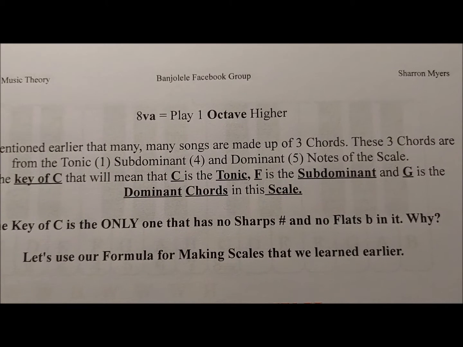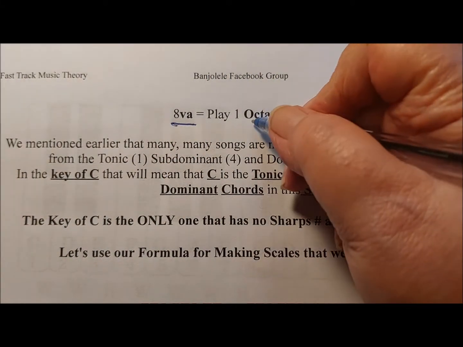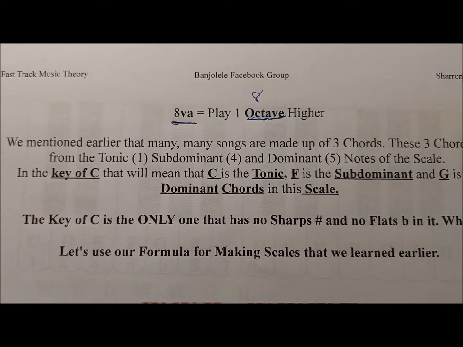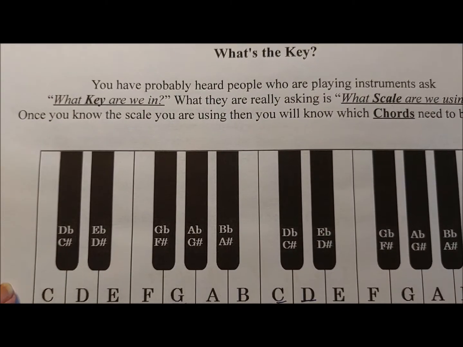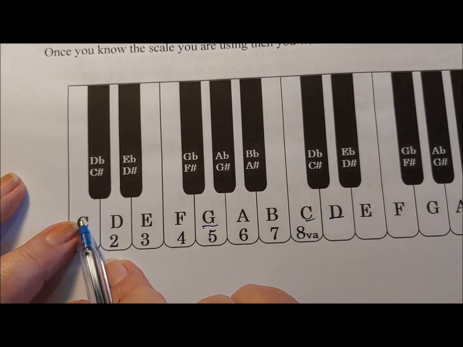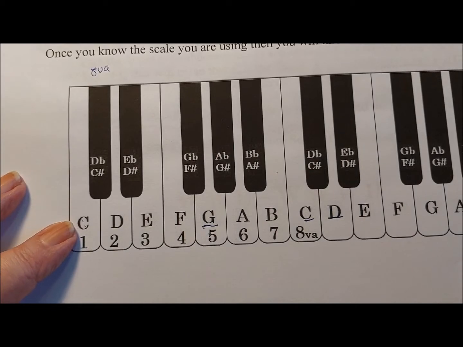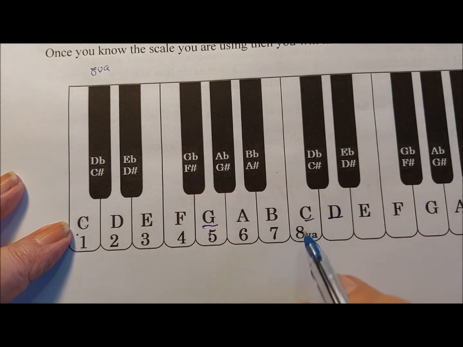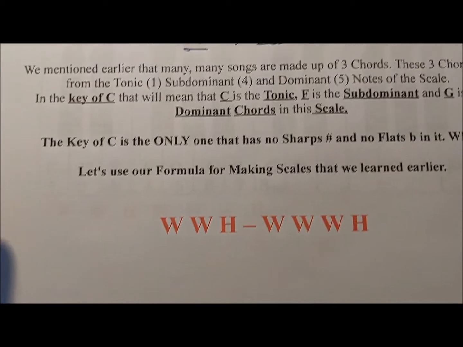If you ever see anything that says 8VA on it, that means you play it an octave higher. Remember we said octave means 8 notes higher. So if I'm playing C down here and there's a little thing up here that says 8VA, then I know to start playing it here, not here. 8 notes up. I don't think you're going to see that too much on your banjolele, though.